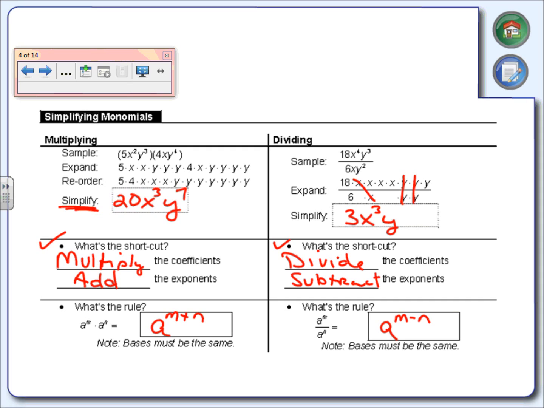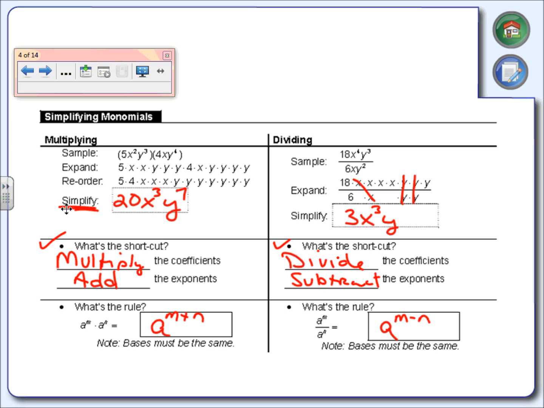Again, take a look at that note. It says that the bases must be the same. So you can divide x's with other x's, y's with other y's, z's with other z's. But don't mix and match the variables. Got to have the same base. All right, so that takes care of multiplying and dividing.